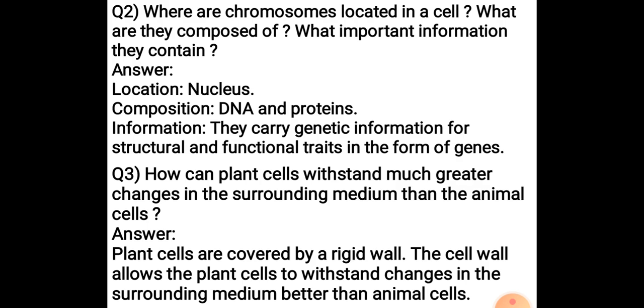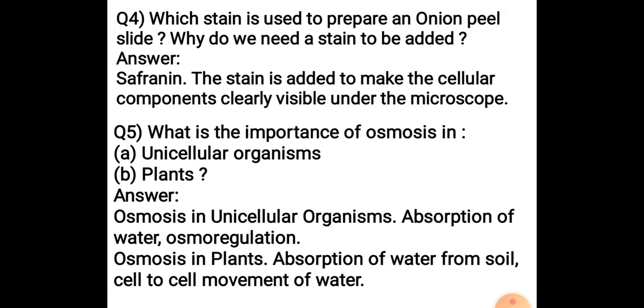Next, how can a plant cell withstand much greater changes in the surrounding medium than an animal cell? Because the plant cells are covered by a rigid, tough, resistant layer, and this is the cell wall. The cell wall allows the plant cell to withstand changes in the surrounding medium better than animal cells, because they are immotile. Plant cells can't move from their position whatever the environmental condition, so there has to be some protection, and that is provided by the cell wall.